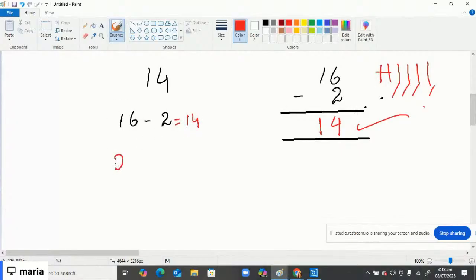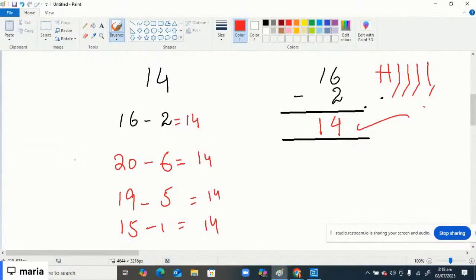There are also other ways. Let's suppose 20 minus 6. Let's suppose 19 minus 5. Let's suppose 15 minus 1. These are all the ways to make 14. These are all the numbers. That is why I'm saying you are going to use any number that is in your mind. But remember that when you subtract these two numbers, you get the answer 14.